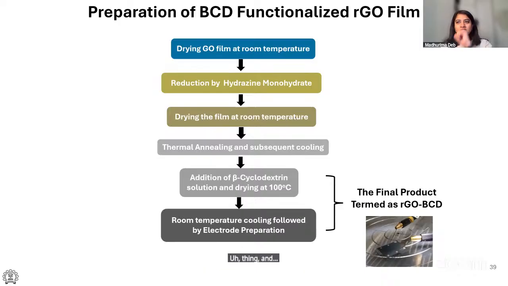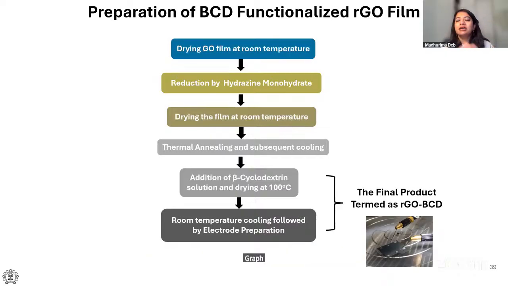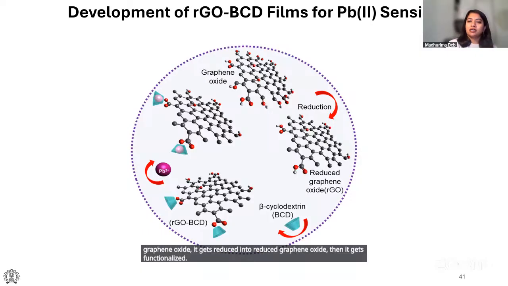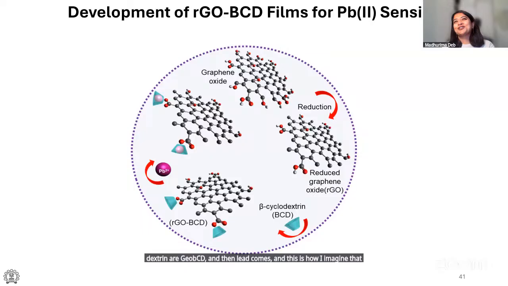So the final product, I will term it as RGO-BCD. Initially I was saying RGO, which is reduced graphene oxide. And now I am using RGO-BCD, which is beta cyclodextrin functionalized RGO. So now this is the basic step. Again, graphene oxide gets reduced into reduced graphene oxide, then it gets functionalized into beta cyclodextrin RGO-BCD, and then lead comes, and this is how I imagine it looks when the lead is captured inside the cavity.